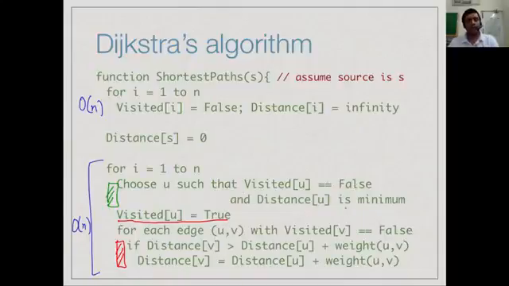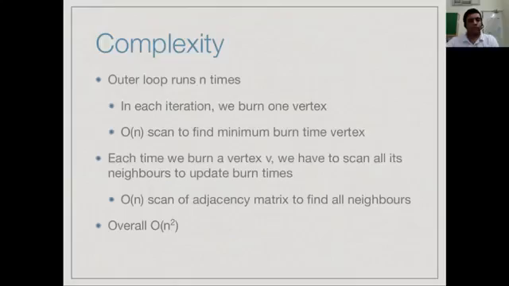In general, we have seen that if we have a list or an array which is not in any particular order, then to find the minimum, we may have to scan the entire array. So this is implicitly an order n step, and the time it takes here depends on how we represent the edges. The outer loop runs n times, as we saw. In each iteration, we burn one vertex. This requires an order n scan to find the minimum vertex to burn. After we burn the vertex, we have to scan its neighbors to update the burn times of those vertices.